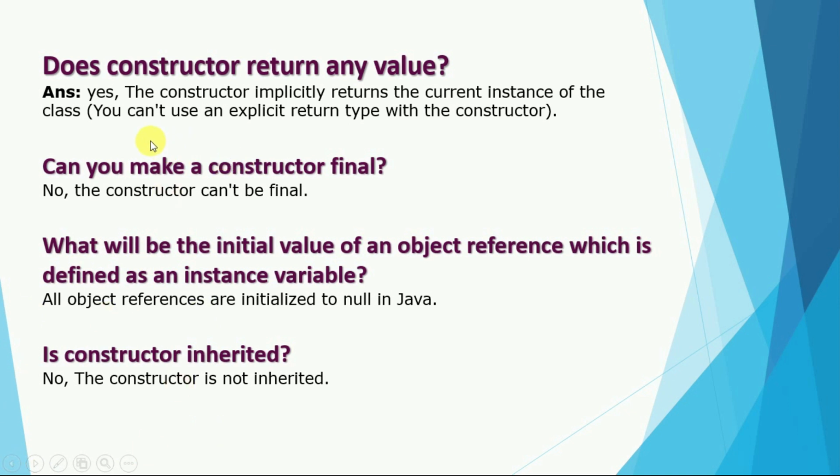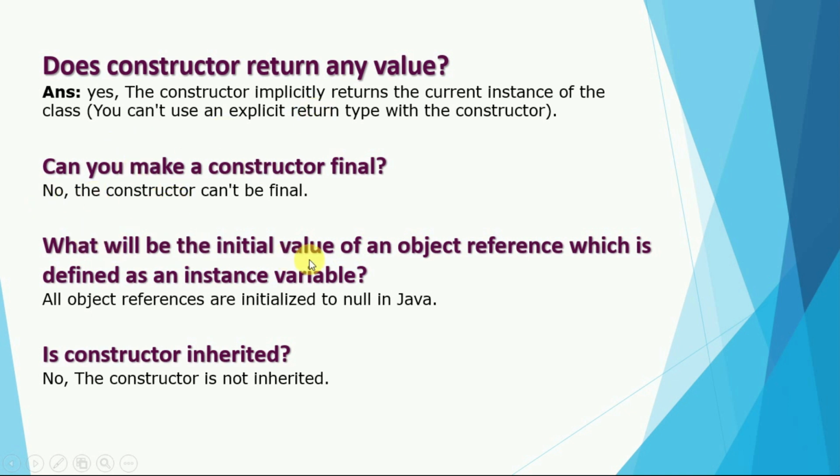So does a constructor return any value? We already discussed constructors. Yes, a constructor implicitly returns the current instance of the class, but you can't use an explicit return type, and you can't define any return type with the constructor. All processes are implicit and internal in the constructor. So we can say that a constructor implicitly returns the current instance, but you can't use any return type inside the constructor. So can you make a constructor final? No, a constructor can't be final.